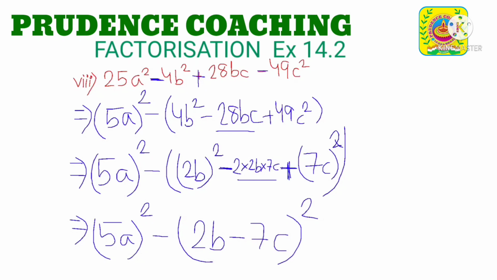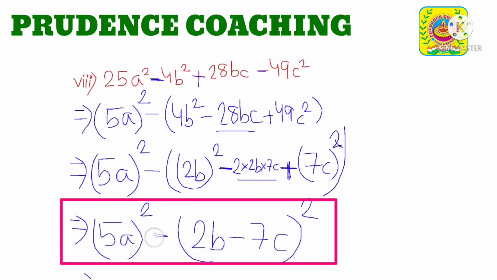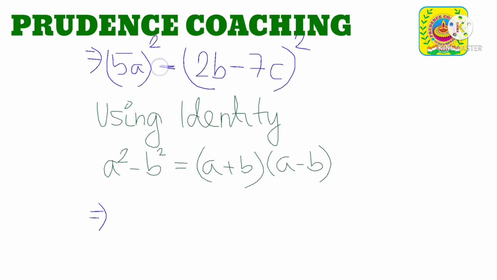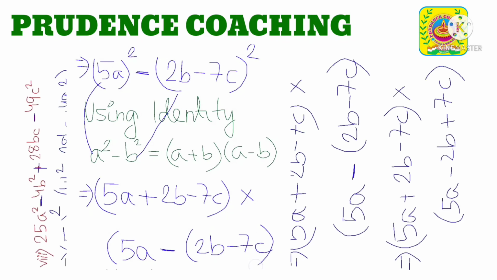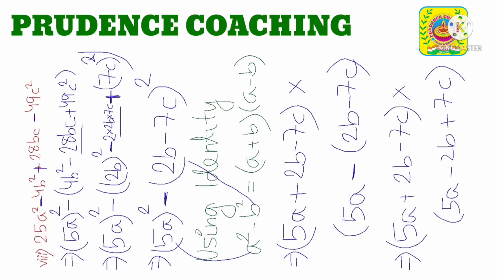Now if we look at this particular expression given, we can compare it with the expression a square minus b square. So now comparing this given expression with the identity a square minus b square, here a is 5a and b is 2b minus 7c. So first we will write a plus b, that is 5a is the a, plus b, that is 2b minus 7c is the b here, multiplied by a, that is 5a, now minus b, and here b is 2b minus 7c. So this is our final answer.